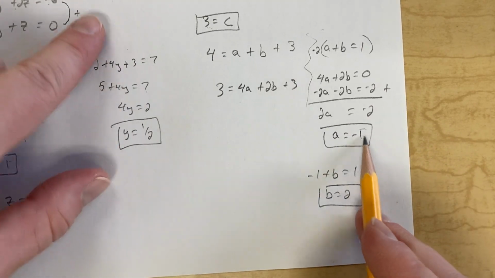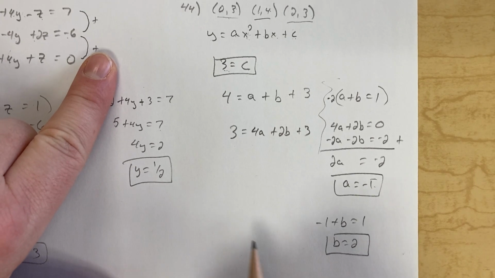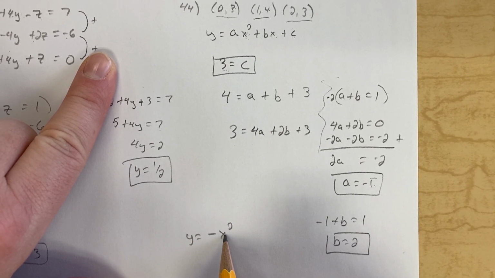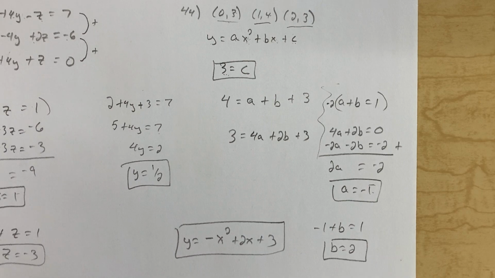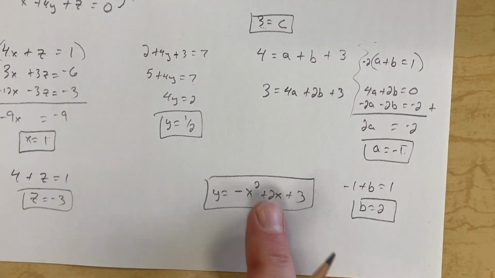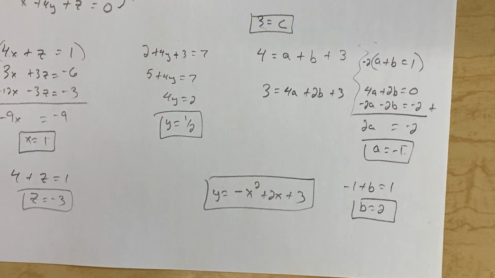All right, we got our a, we got our b, we got our c. So y equals negative 1x squared plus 2x plus 3. That's our equation for that. And that'll go through all 3 of those. If you graph that, you'd hit all 3 of those points there.